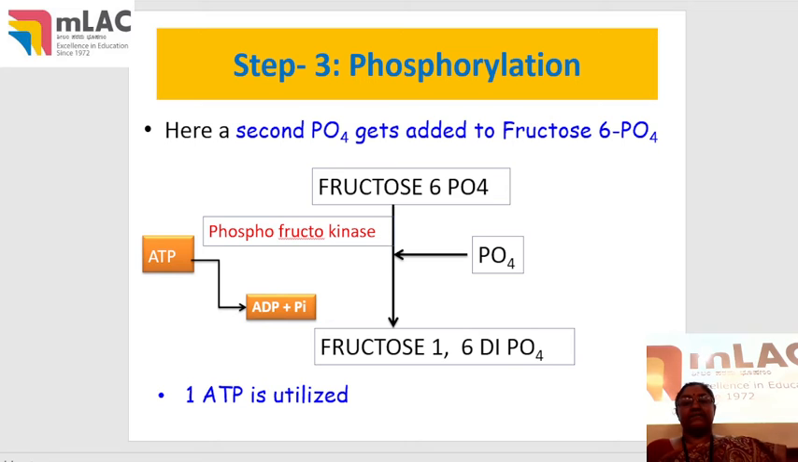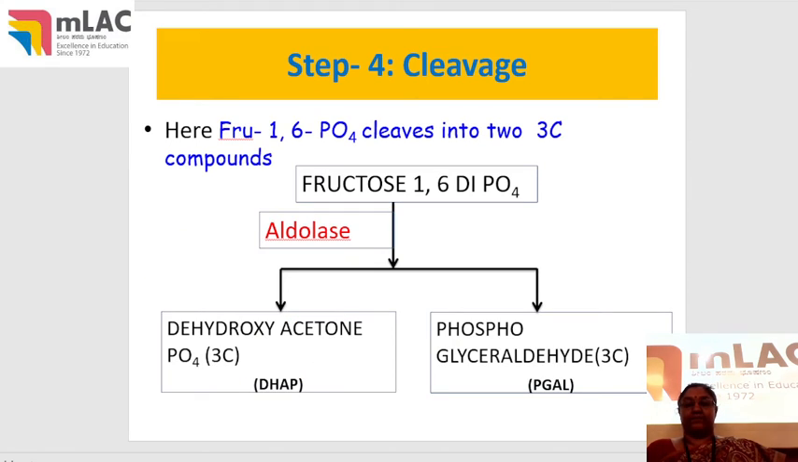Step 3 is again phosphorylation. So here a second phosphate molecule gets added to fructose 6-phosphate molecule. So you see that fructose 6-phosphate is already having a phosphate, a second phosphate is getting added, and now the compound formed is fructose 1,6-diphosphate. This reaction is supported by the enzyme phosphofructokinase, and here again one ATP molecule is utilized.